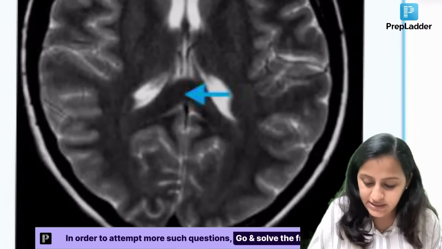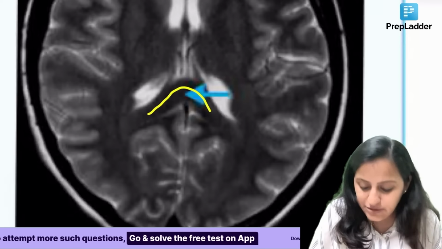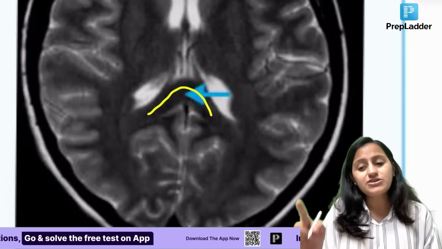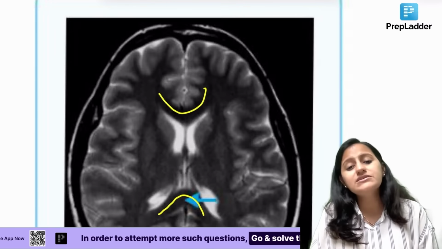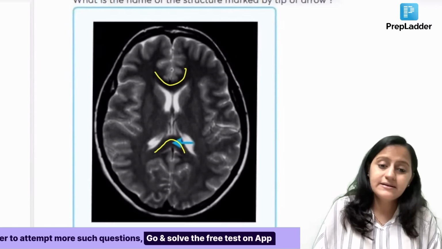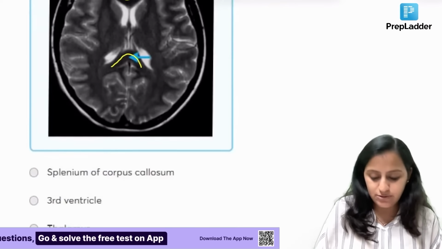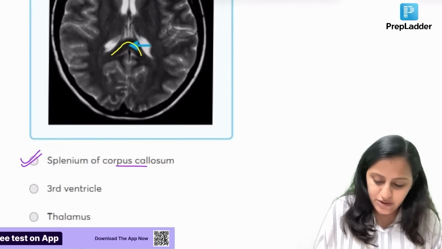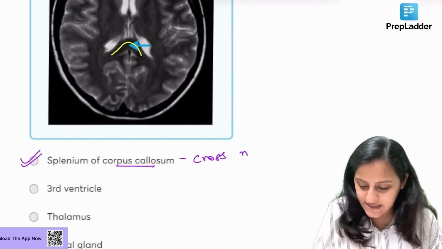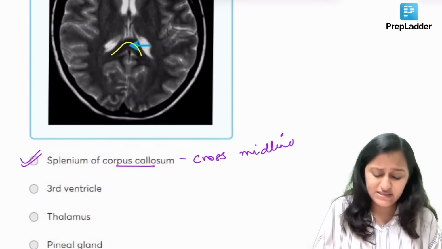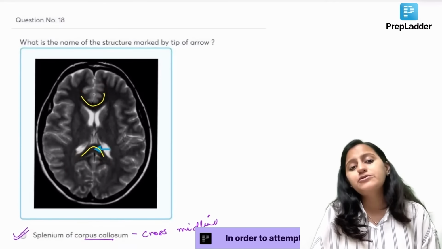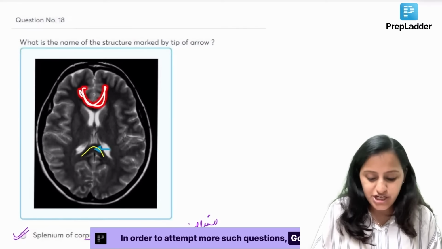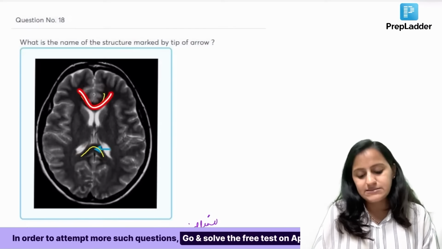Think logically कि ये जो है ये ऐसे midline cross कर रहा है. What is the structure in the brain which crosses the midline? That is corpus callosum. So this is going to be corpus callosum, which you can see is crossing the midline, and this is the posterior part, this is the anterior part of corpus callosum. Genu, splenium, anterior is the genu.